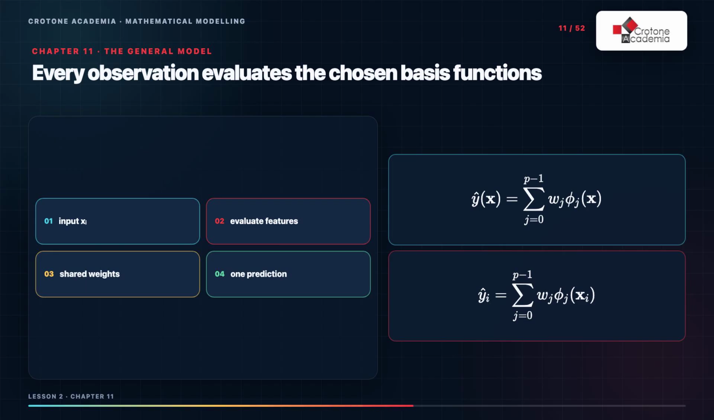The ordinary linear model uses the constant and raw inputs as basis functions. A curved model may use x squared, sine, exponential, or localized components. As long as the weights enter through a sum, the equations remain linear in the unknown parameters.